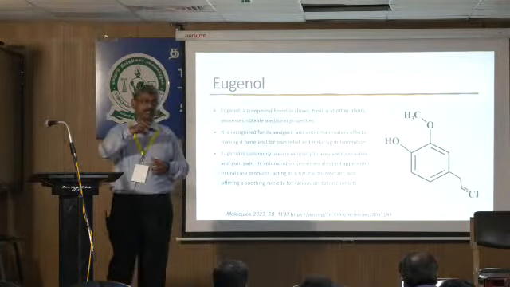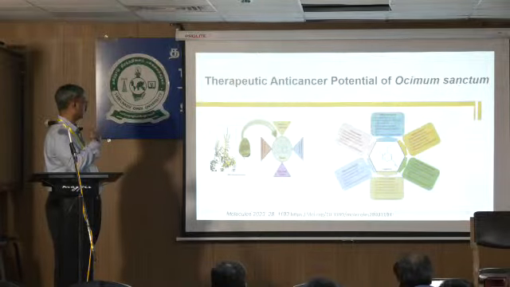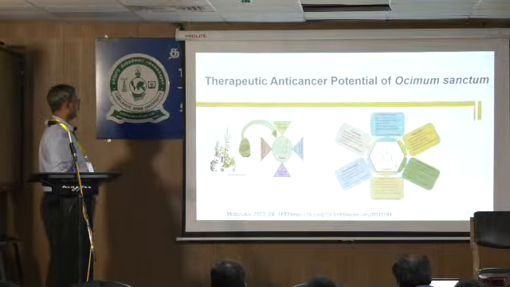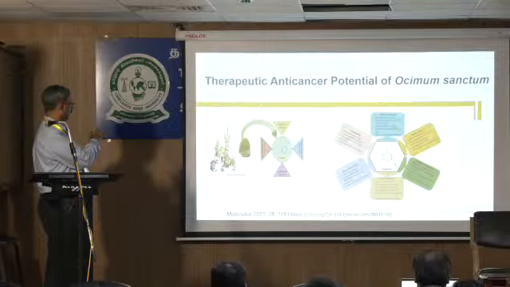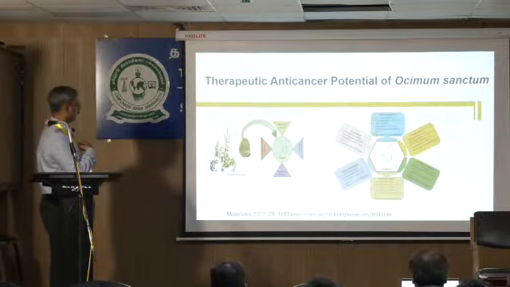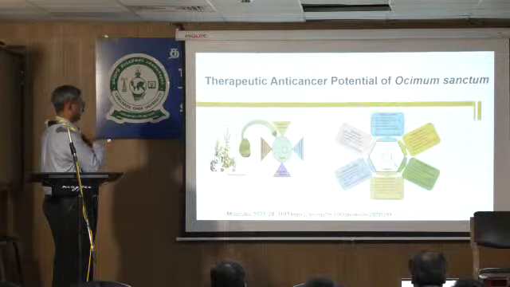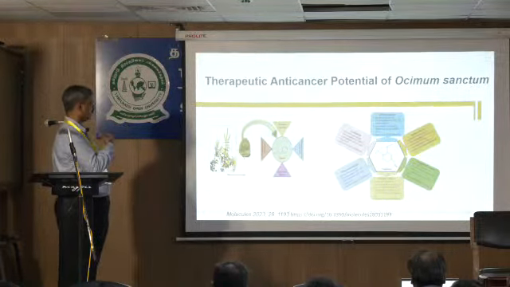You will be seeing these in many of the molecules which I am going to discuss, and some of the molecules which I already discussed. The therapeutic anti-cancer potential of this is given here, where you will see that this eugenol is having anti-cancer activity, and it is used for breast cancer, lung cancer, and all other types of cancer as well.